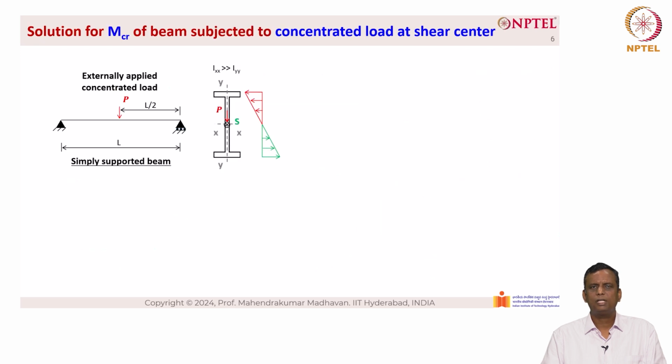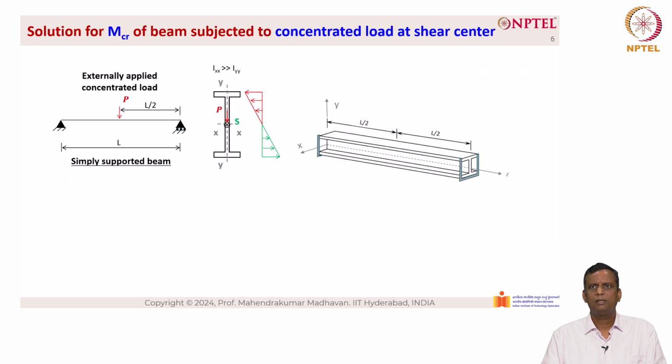So, we have the concentrated load that is acting at the shear center, and assume that the ends of the members are laterally restrained, which is u equal to 0, free to bend about minor axis, which is u double dash equal to 0, restrained against twist, which is gamma equal to 0, and free to warp, which is gamma double dash equal to 0.